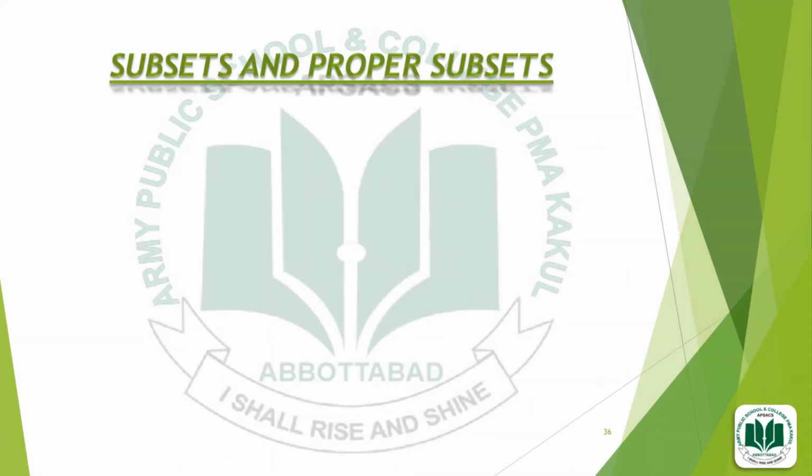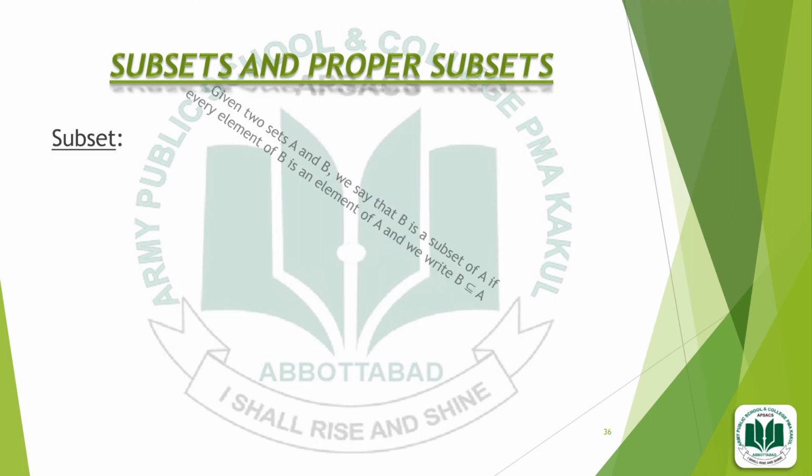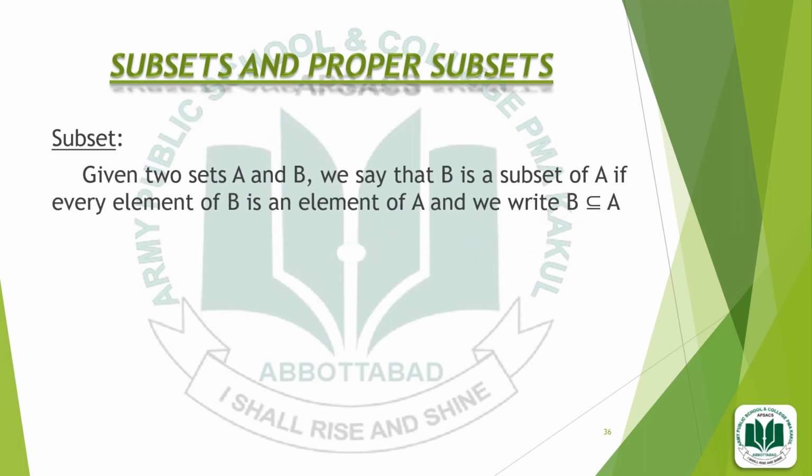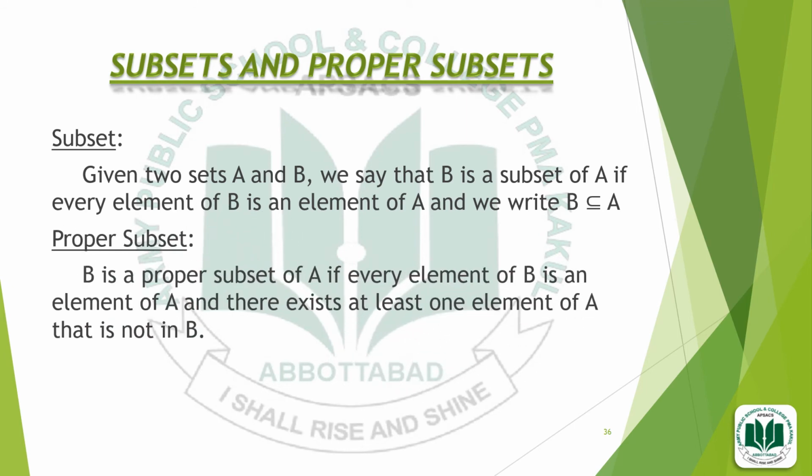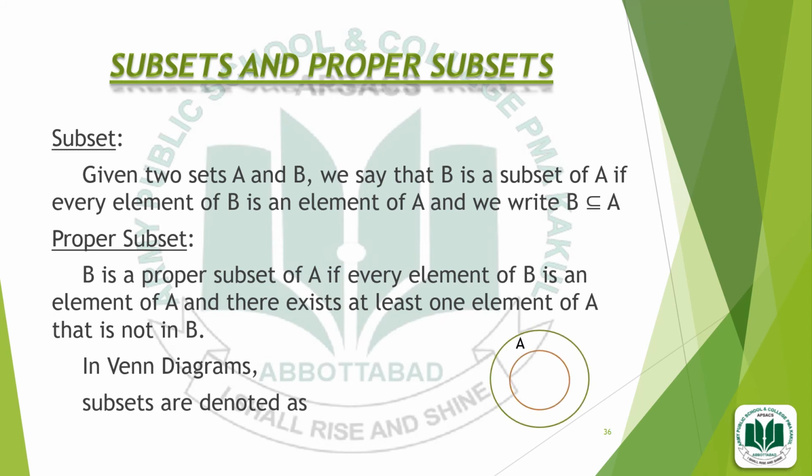Now let's discuss what are subsets and proper subsets. Given two sets A and B, we say that B is a subset of A if every element of B is an element of A, and we write B is a subset of A. Proper subset: B is a proper subset of A if every element of B is an element of A and there exists at least one element of A that is not present in B. In Venn diagrams, subsets are denoted as two circles in which the subset is placed inside the circle representing the given set.